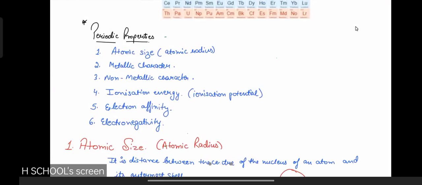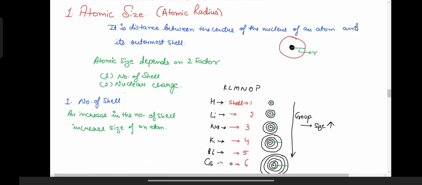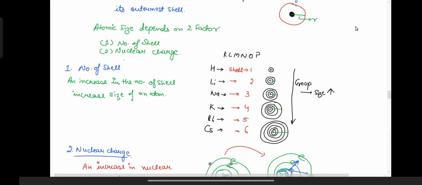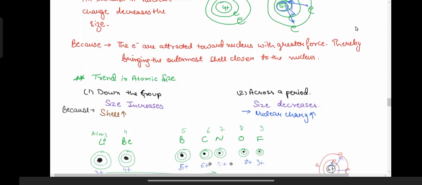So see, if I give you a glimpse again of the atomic size, then what is atomic size? Very, very simple thing: if we move down the group, the shells will increase, and if the shells increase, the size will also increase. And if I move left to right in a period, then what will happen? Then the nuclear charge will increase, and hence the size will get reduced and reduced, right?